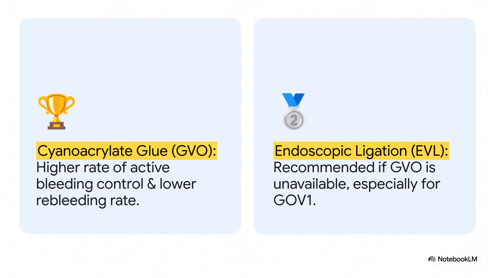So once the endoscope is down, what's the plan? Well, for those really high-risk GOV2 or IGV1 varices, it's an endoscopic showdown. And the clear winner is something called GVO, which is injecting cyanoacrylate glue, basically medical-grade superglue, directly into the varix. The data shows that compared to regular banding, glue injection is way better at stopping active bleeding and preventing rebleeding. It's the go-to for these specific varices.